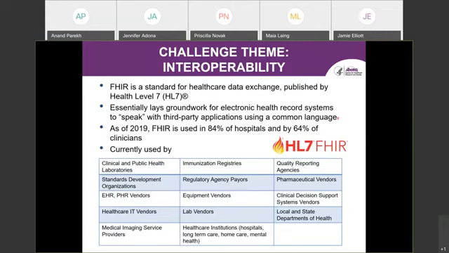So we're going to talk now a little bit about interoperability. Interoperability is an underpinning of this challenge, and at its core, it is the path of least resistance, allowing one system to send and receive information to and with another. With regard to electronic health records, that means FHIR, Fast Healthcare Interoperability Resources. Established by HL7, FHIR is a data structuring standard that is used in 84% of hospitals as of 2019. You can see here the various entities outside of hospitals currently using FHIR.